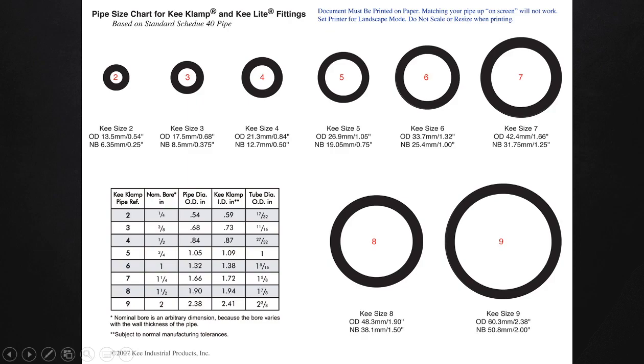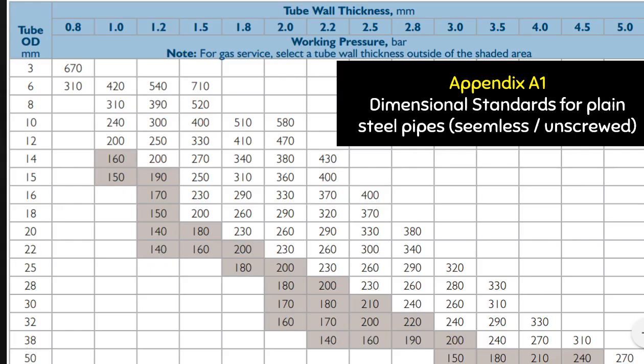Now, dimensional standards. These are typically also provided to you in Appendix A1 for seamless and unscrewed steel pipes. I'll typically give you more information than what you need, again, to try and trick you and confuse you. So if you see something like a stainless steel 316L pipe, all you need to remember is go to Appendix A1. Don't let all that information confuse you. If it's a steel pipe, go to this appendix.